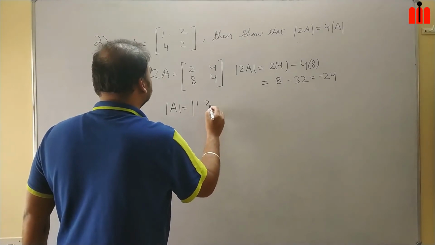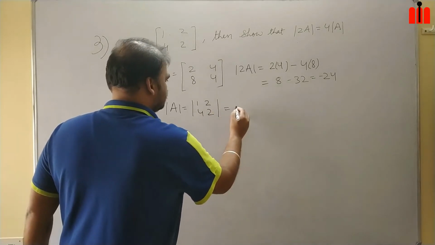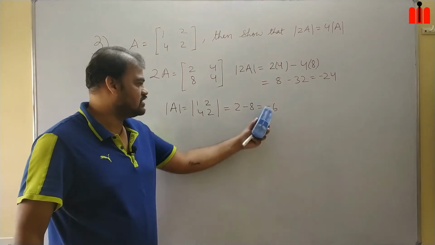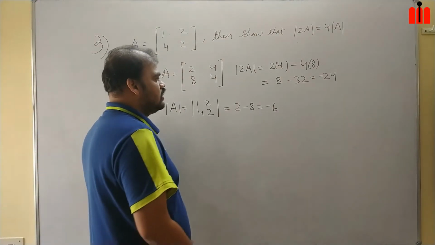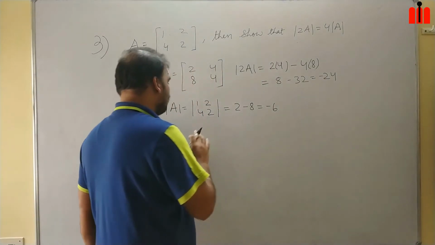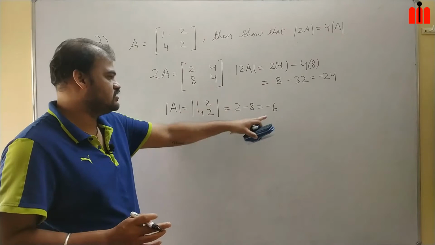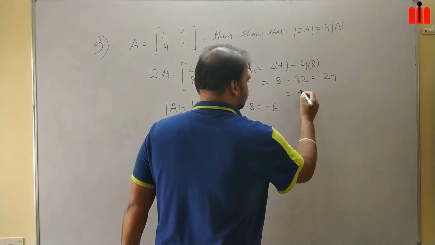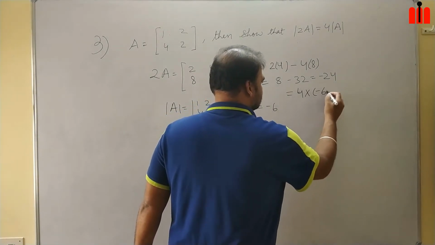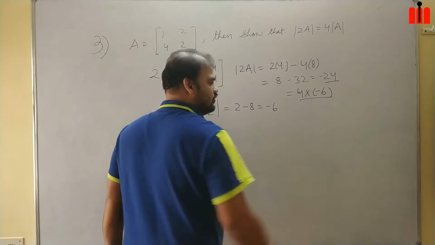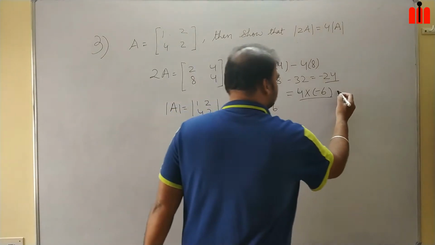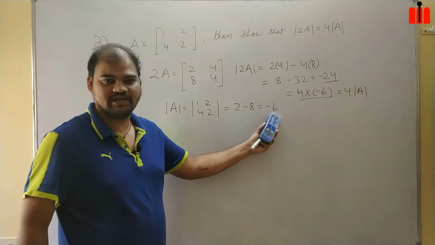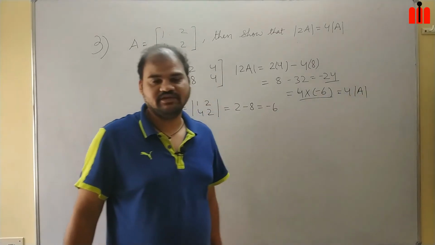1, 2, 4, 2. This is 2 minus 8, which is equal to minus 6. Now here it is minus 24. So how many times is it? Minus 24 is 4 times 6, right? So you can further write it as 4 into minus 6. Minus 24 can be written as 4 into minus 6 and it is equal to 4 into det A, because det A is minus 6. So we can replace minus 6 with det A.